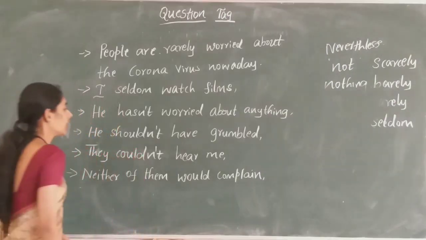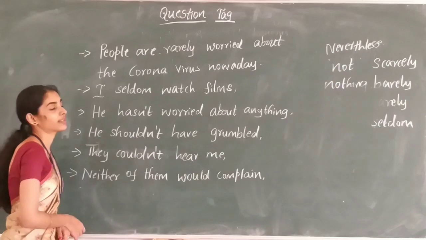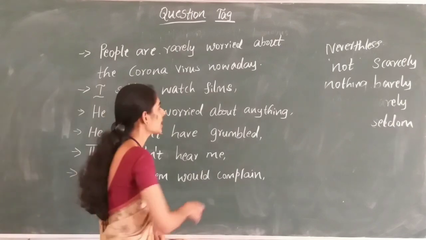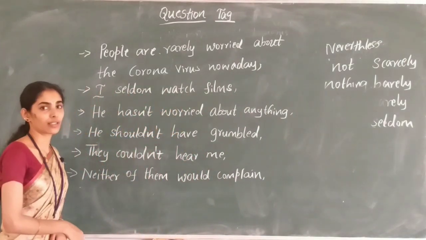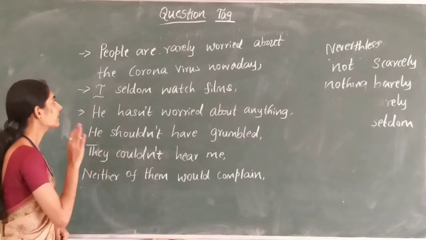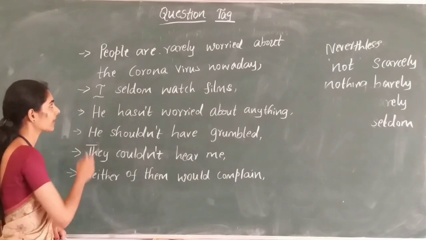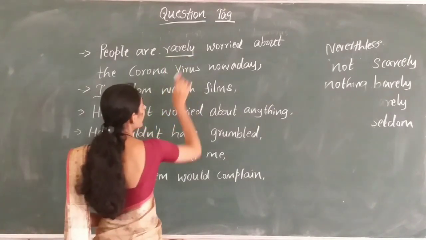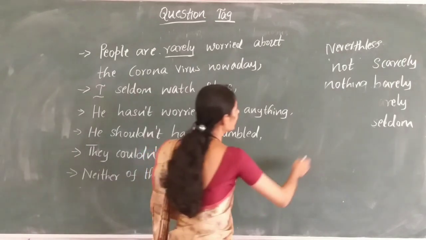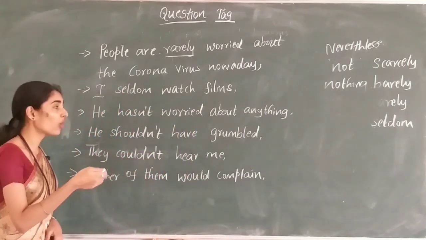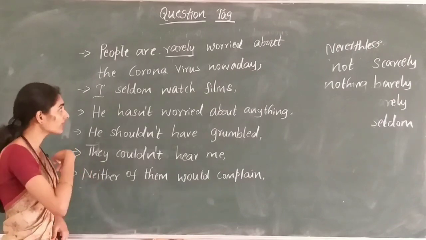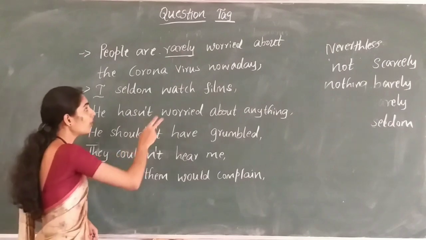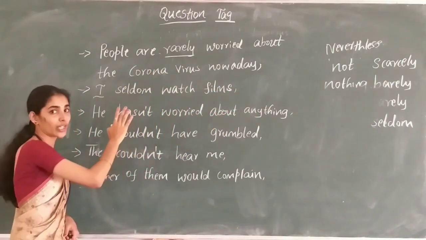Just stay with me. So now again have a look at these sentences. Look at the first one here. People are rarely worried about the coronavirus nowadays. So now what should be the tag here? So first you have to make out whether the sentence or the statement is negative or positive. Just analyze it, just read that. Is this sentence negative or positive? So here we have a word rarely. So rarely or scarcely, barely, seldom, all these words are called semi-negatives, which means that those are negative words and that makes the sentence negative. So in that case, the tag must be positive. So now you cannot write aren't they.